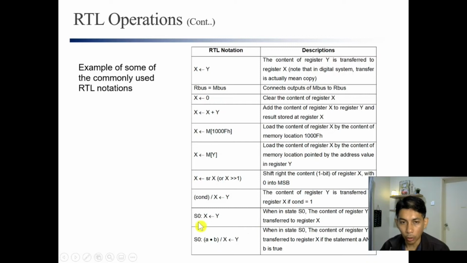So this is the common RTL notation that we will use throughout this chapter 5 and chapter 6. There is more RTL notation, but this is the common one that we will use.